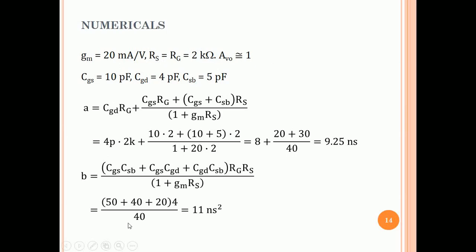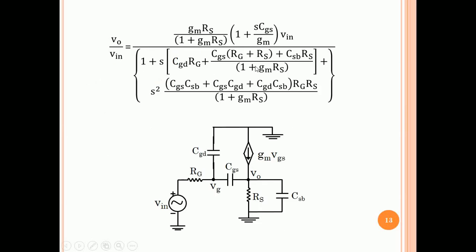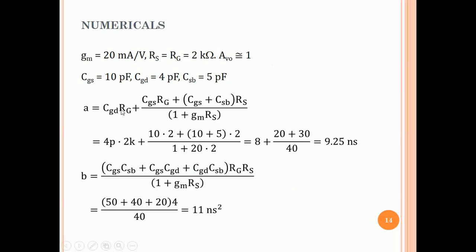We do this A and B. A is the coefficient of the first order term, B is the coefficient of the second order term. So this is A. Now if we put in numbers, we see that this is 8, this is 20, 30, 40. So this will be 0.5, 20 by 40, and this will be 0.75.